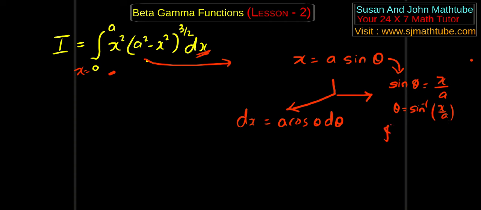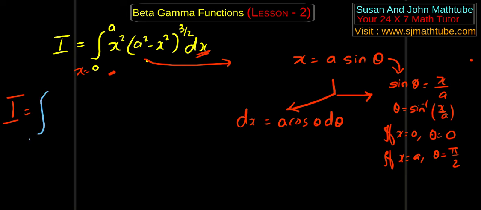So if x is equal to 0, theta will be sine inverse 0 by a, that is 0. If x is equal to the upper limit, then theta will be sine inverse a by a. What is a by a? 1. Sine inverse 1 is 90 degrees. So what we do is we plug in all these things and we get theta from 0 to pi by 2, x square.